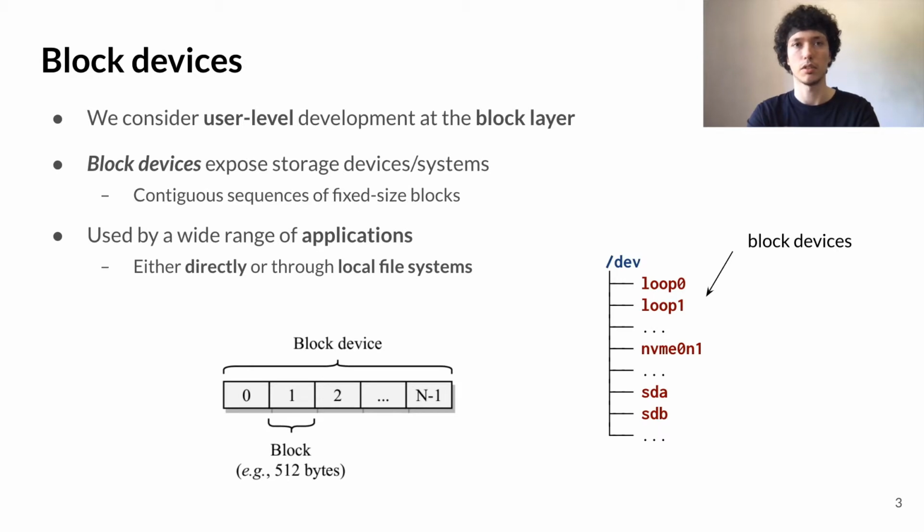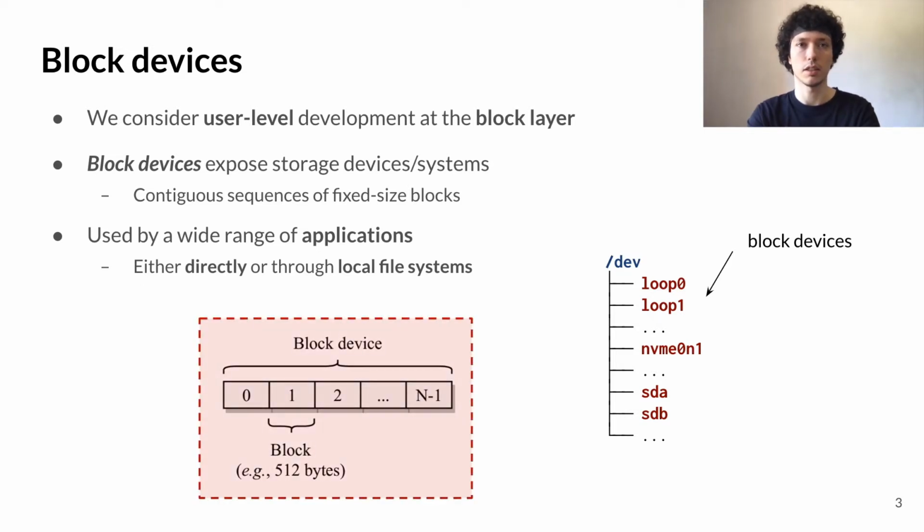In our paper, we considered user-level development of storage services that work at the block layer. In Unix systems, this layer provides access to block-based storage via the block device abstraction, which is commonly used to expose local and remote hardware storage devices, as well as distributed storage systems.